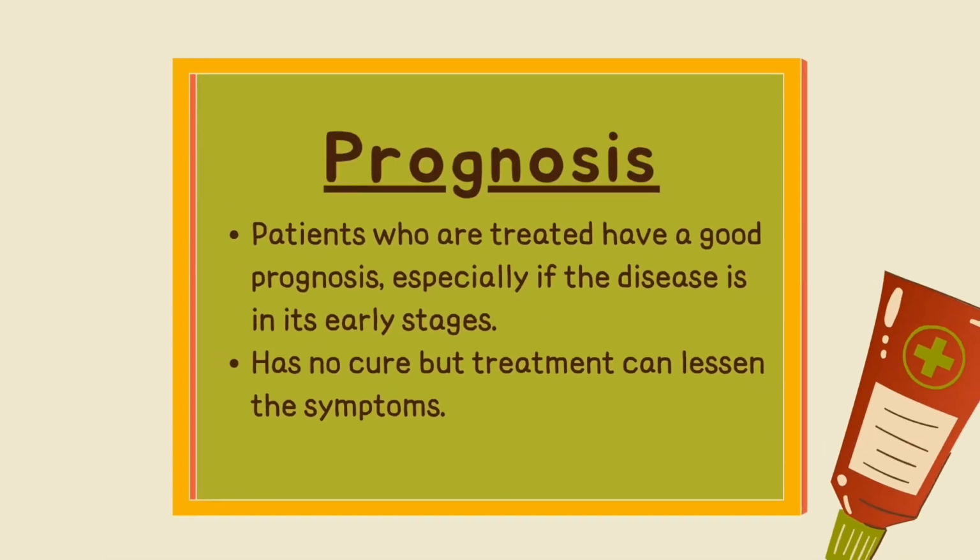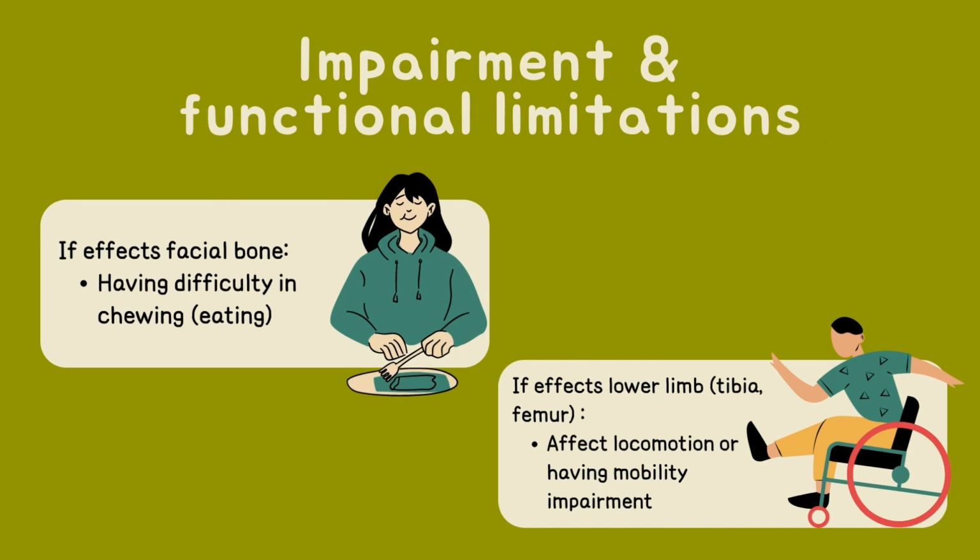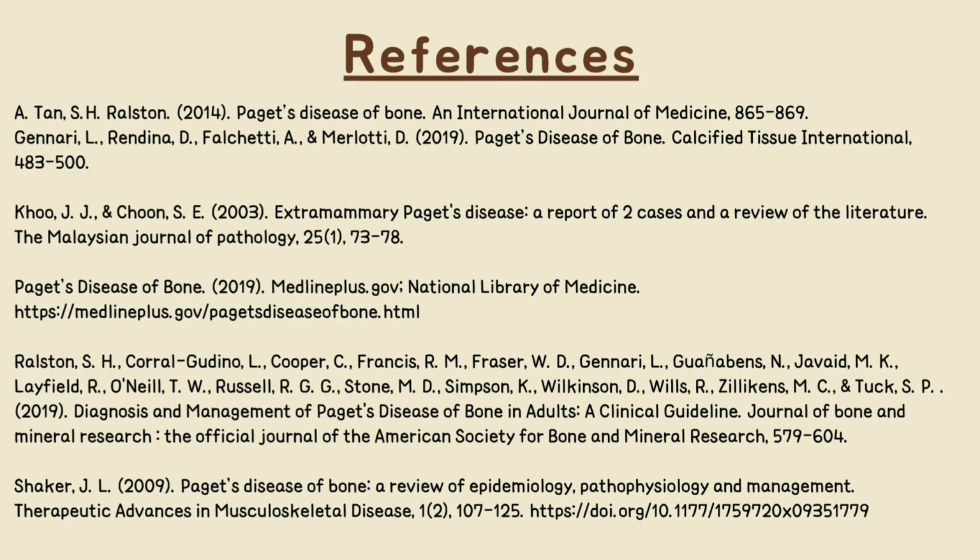For prognosis, the patient who has been treated will have a good prognosis, especially if the disease is in its early stages. There is no cure, but if treatment is done, it can slow down the symptoms. For impairment and functional limitations, if Paget's disease affects facial bone, the patient will have difficulty in chewing or eating, and if Paget's disease affects lower limbs like the tibia or femur, it will affect locomotion, causing mobility problems.